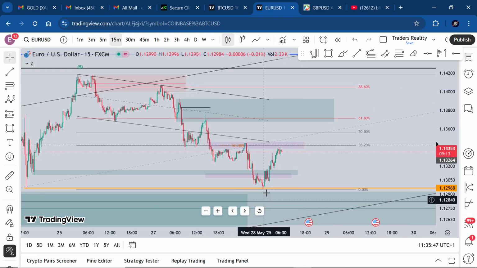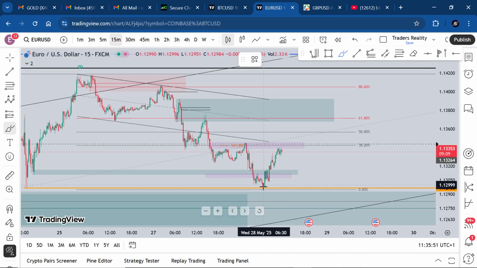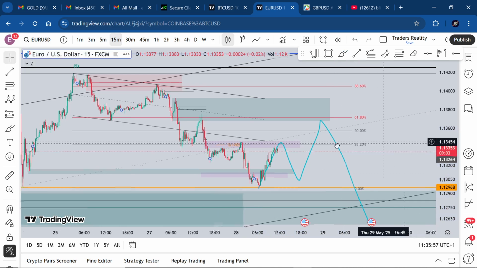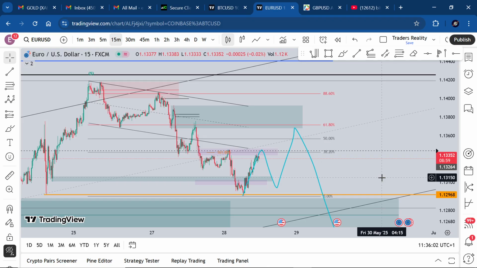As you can see, the A wave's already done the 0.382. Okay, so now I'm looking for that B, for the C, and down in a 1, 2, 3. That is the analysis on EURUSD.